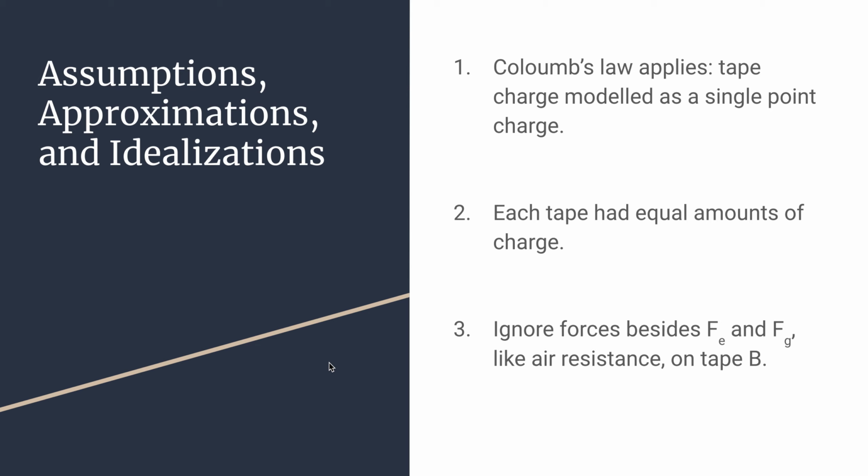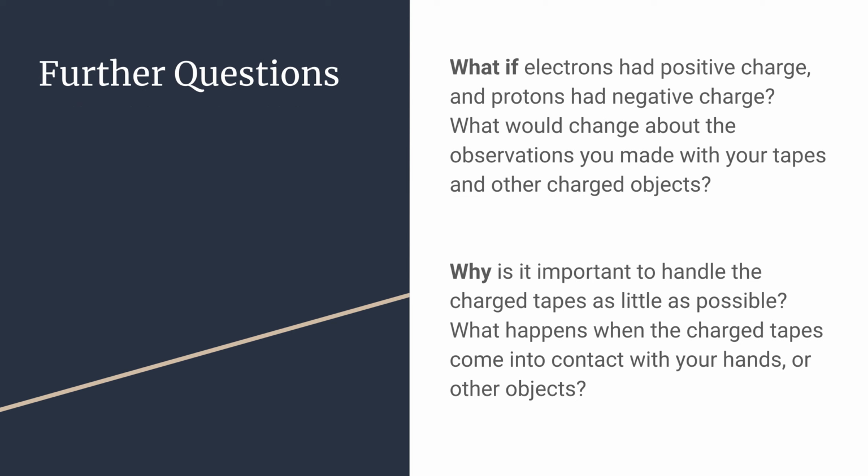Some important simplifications and assumptions for this lab besides the Coulomb's law simplification, which I've already explained. We assume that each tape had equal amounts of charge, so that in the equation for Coulomb's law, Q1 equals Q2. We also ignore forces besides the electrostatic force and the gravitational force acting on tape B in the y direction, which allows us to set the forces equal to each other. So we assume the effects of something like air resistance are negligible.